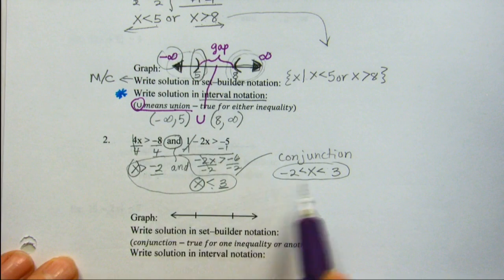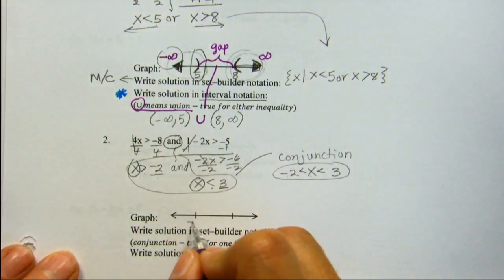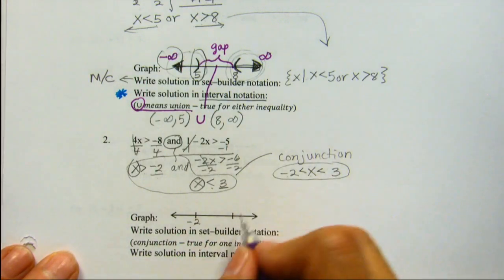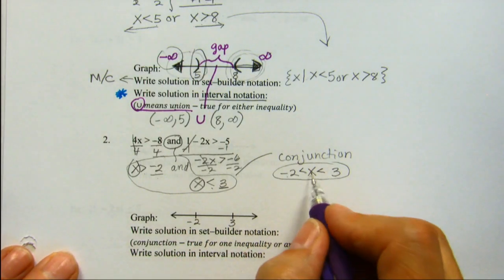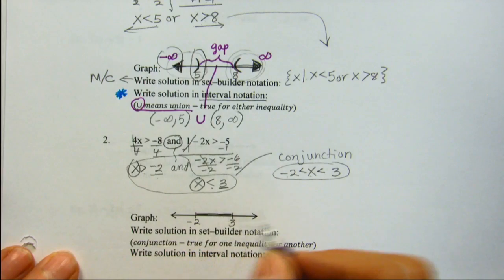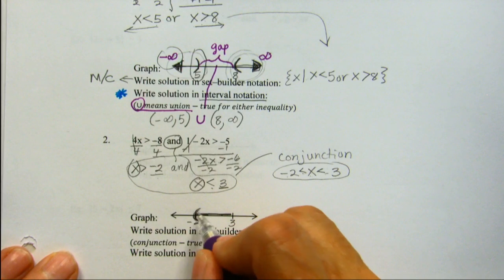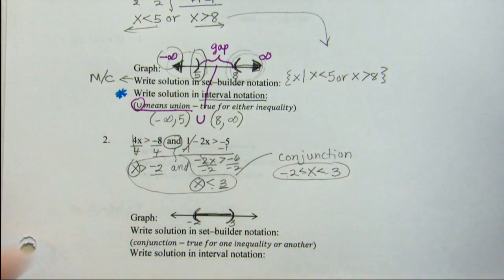Okay, I'm going to graph my conjunction. So I'm going to bring down my negative 2 on the left and 3 on the right. My x is in the middle, so my line is in the middle. They're both less than, so the parentheses open up towards each other, and there's your graph.